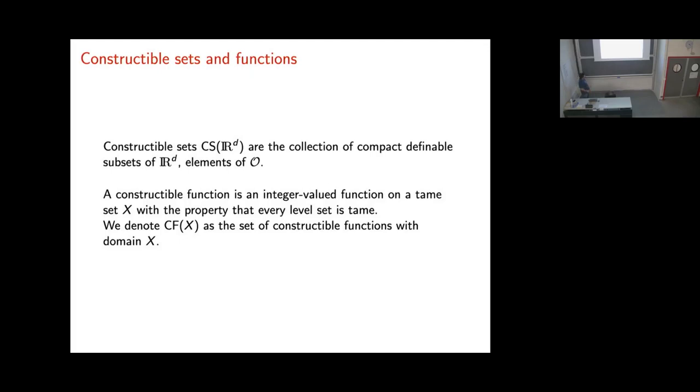These are collections of compact definable subsets of R^d. And a constructible function is an integer valued function on a tame set X. And every level set has to be tame, okay? We will see, I'll give you guys examples of this very soon. Think of it as non-fractal. It means if I sweep through it in any way, the number of critical points has to be controlled. Right, I have to have a finite number of critical points for any sweep through the function. I'll actually show you, but if you look at the Euler characteristic, how often that changes. Okay?